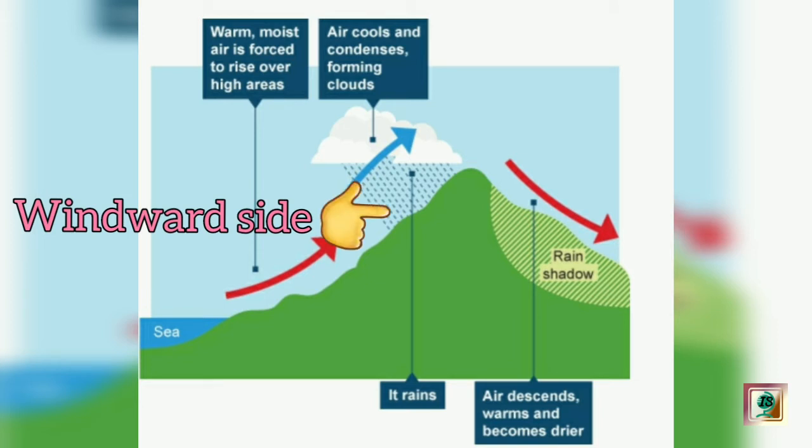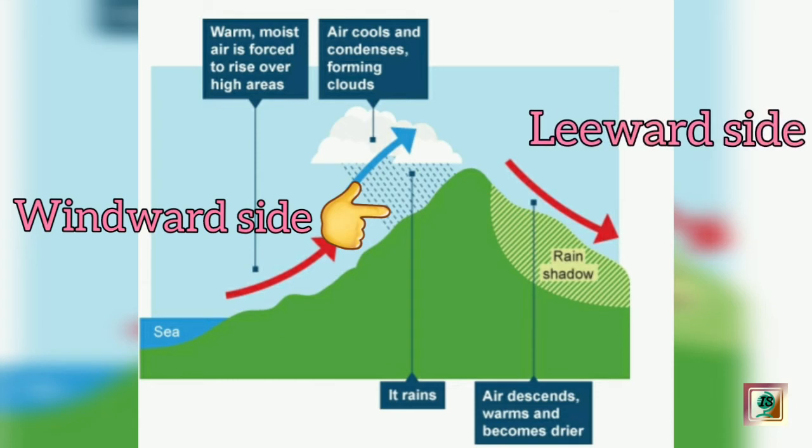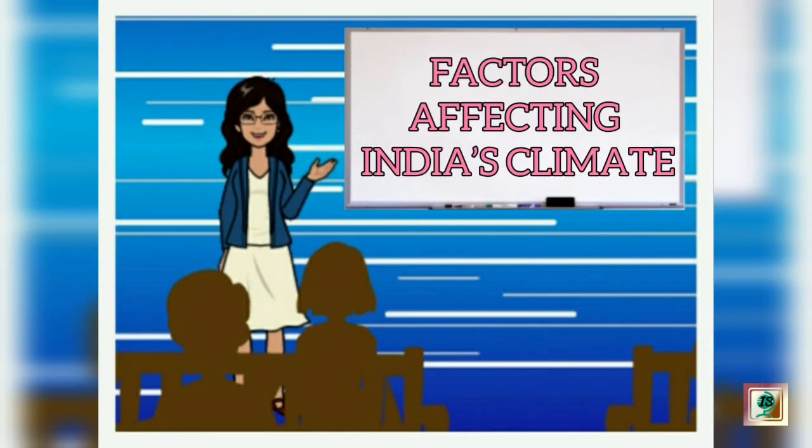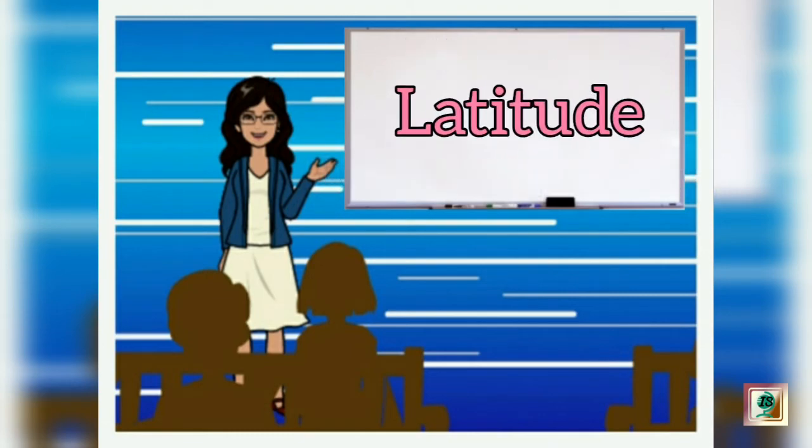Here in the diagram you can see this is the windward side of the mountain. On contrary to this, very less rainfall takes place in the leeward side of the mountain, which is opposite to the windward side. I hope this is clear to you. Now let us know about the factors affecting India's climate in particular. The first one is latitude.